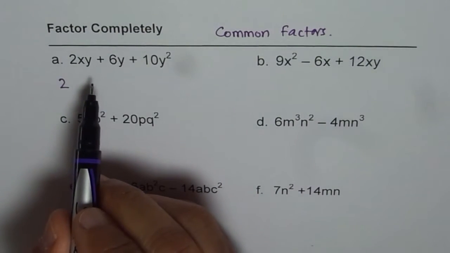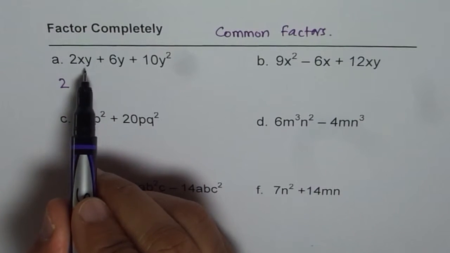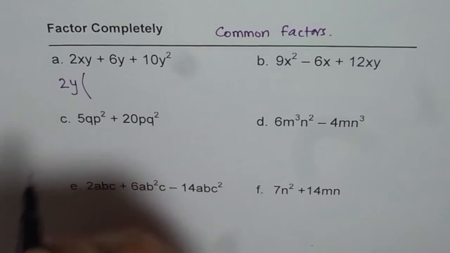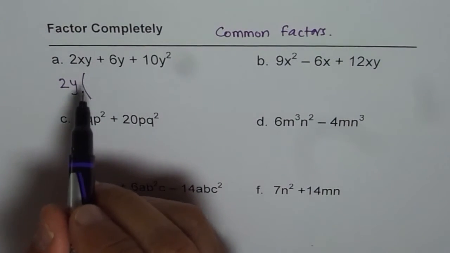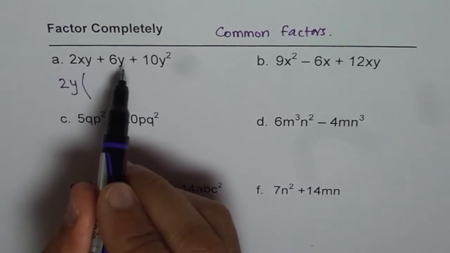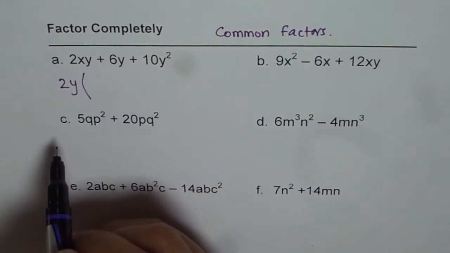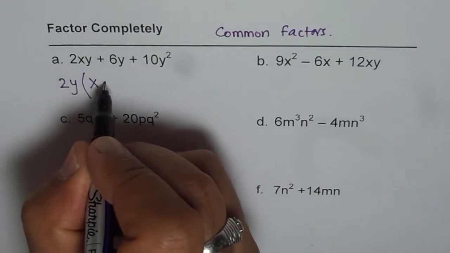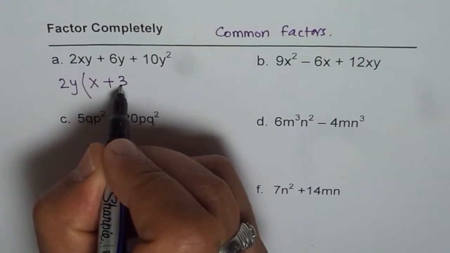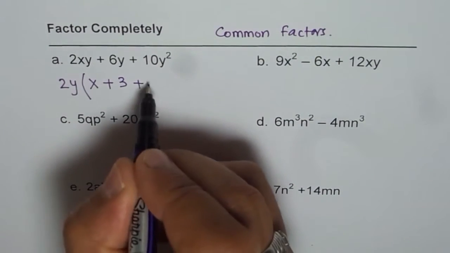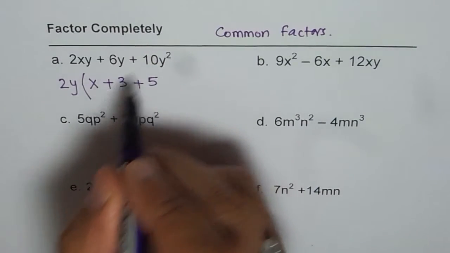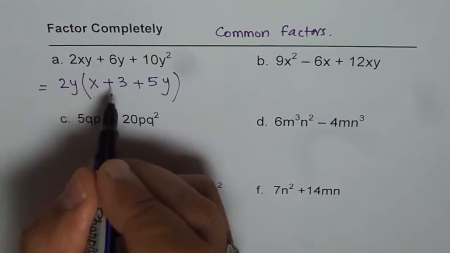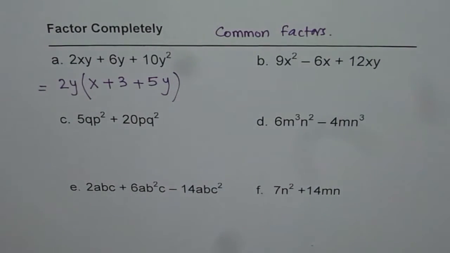Now let's look into the variable part. X is only in the first term. Y is a common factor, so we can factor y also. So that comes outside the bracket, and inside, for the three terms, we will divide each one of them by 2y and write the corresponding terms. 2xy divided by 2y gives us x, plus 6 divided by 2 is 3, and plus 10 divided by 2 is 5. Y squared divided by y is the variable y. So that becomes the factored form for the given trinomial, correct?